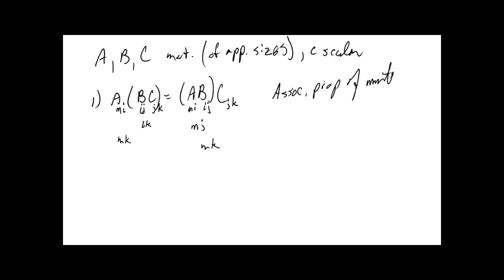Okay. Now, the second of these, like I said before, we had a couple of examples of distributive properties in 2.1. But they always involve scalars, okay? Either one scalar adding two matrices together, scalar multiplication over matrix addition, or matrix multiplication over scalar addition.